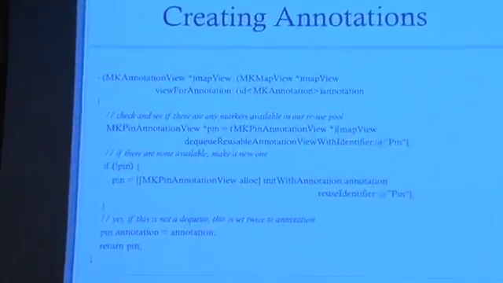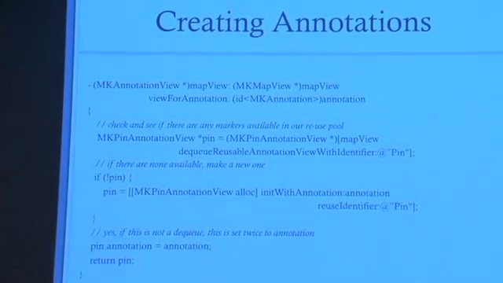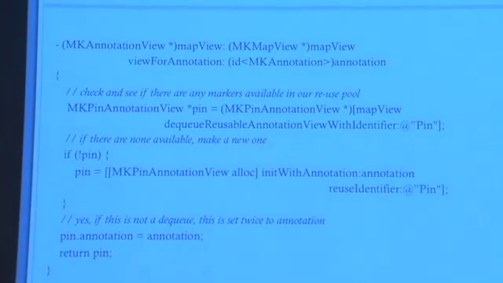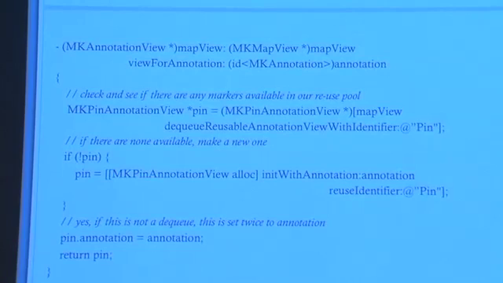So creating annotations, like I said, this is the method that's a lot like the table view one, like creating cells at a table. It's this map view for annotation method. The first thing that you're going to do is check and see if there's any markers available in the reuse pool. Just like with the cells, we had a pool of reusable cells. Well, in your map, say if you have a map that's got a whole array of annotations, when you scroll around on that map, some of the pins will go off the map, and then you'll go to another area and more pins will come on. Well, it's reusing all those pins. So it's going to check and see if there's any pins available to use, and that's what it's doing here.